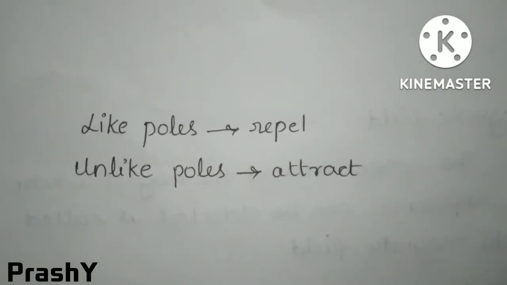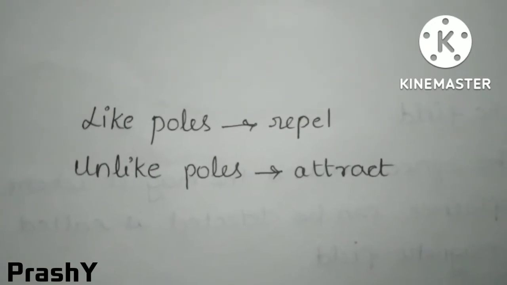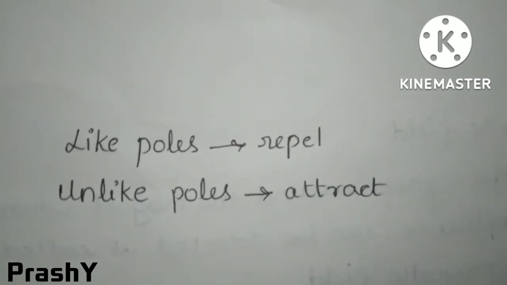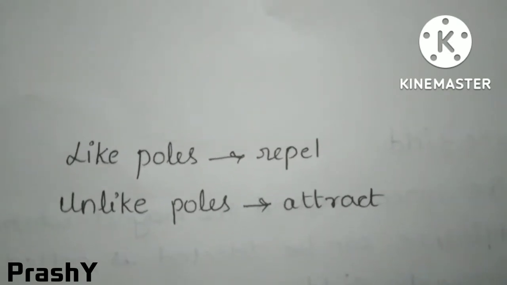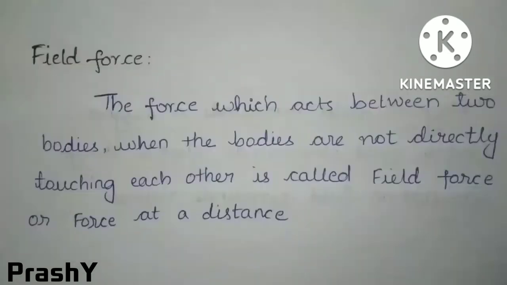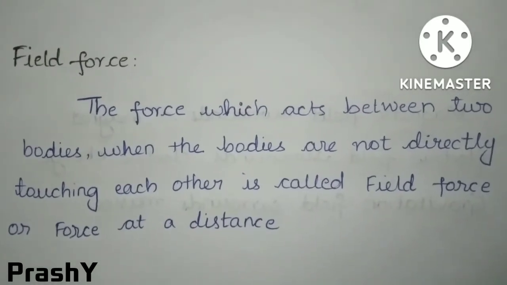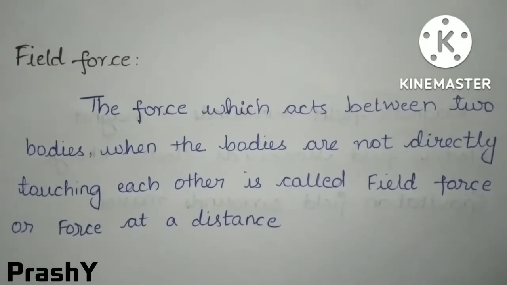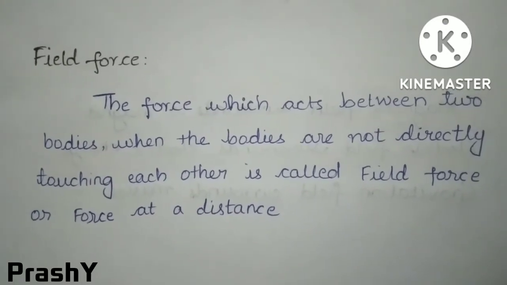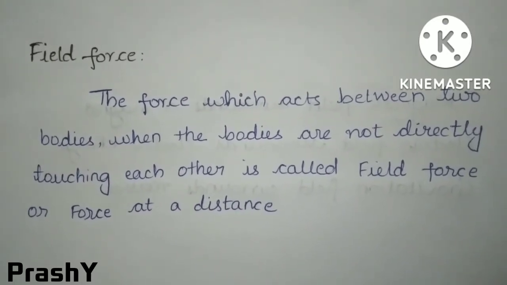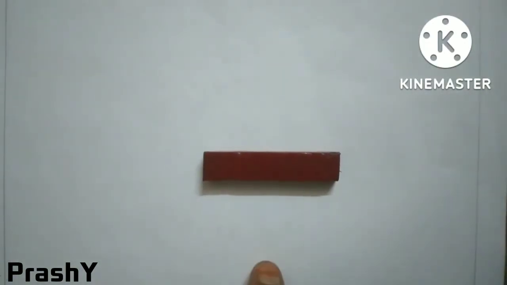This attraction and repulsion is due to the magnetic force. A magnet can attract or repel another magnet without contact. So magnetic force is called field force. Let us define field force. The force which acts between two bodies when the bodies are not directly touching each other is called field force or force at a distance. It is understood that every magnet has a field around it.